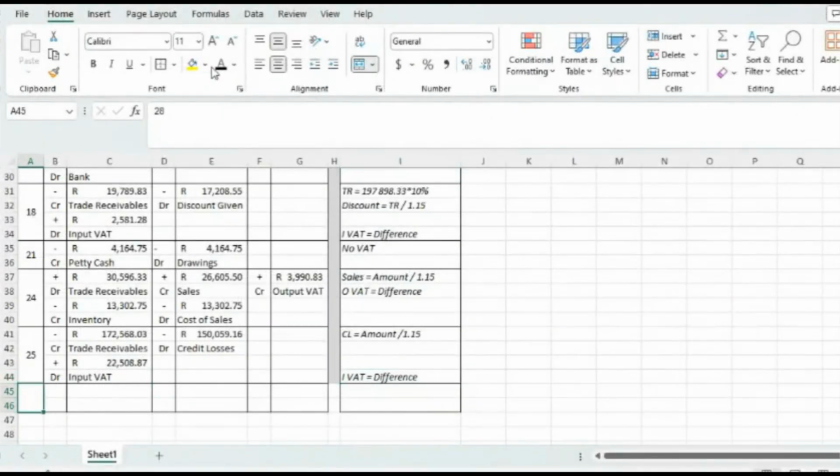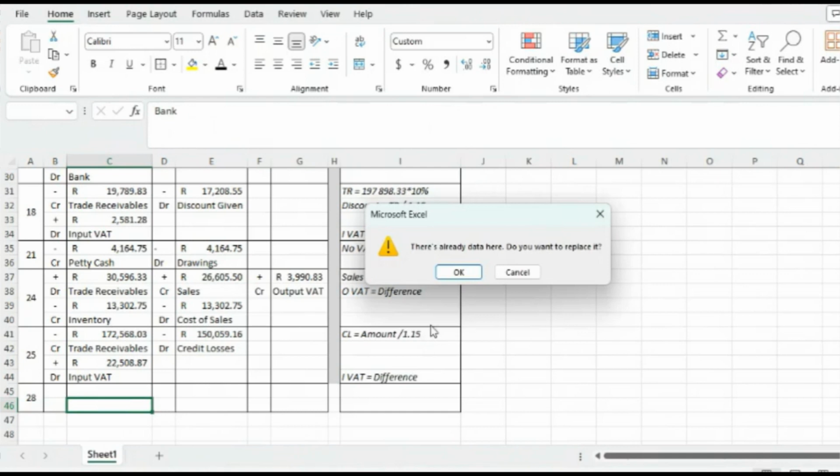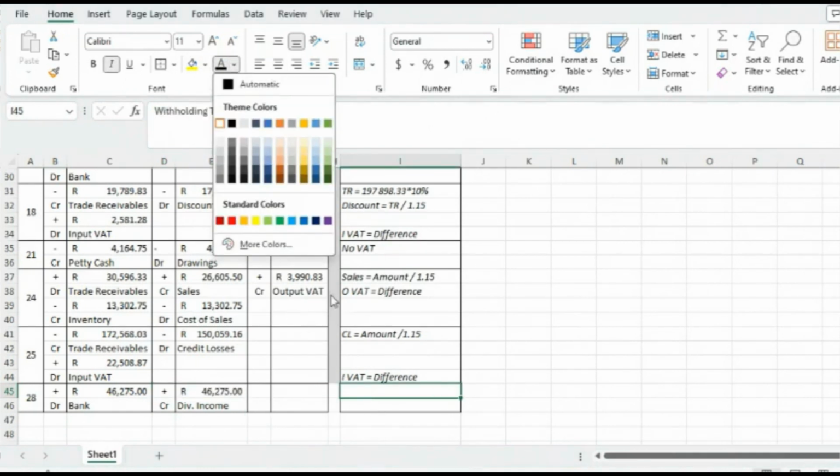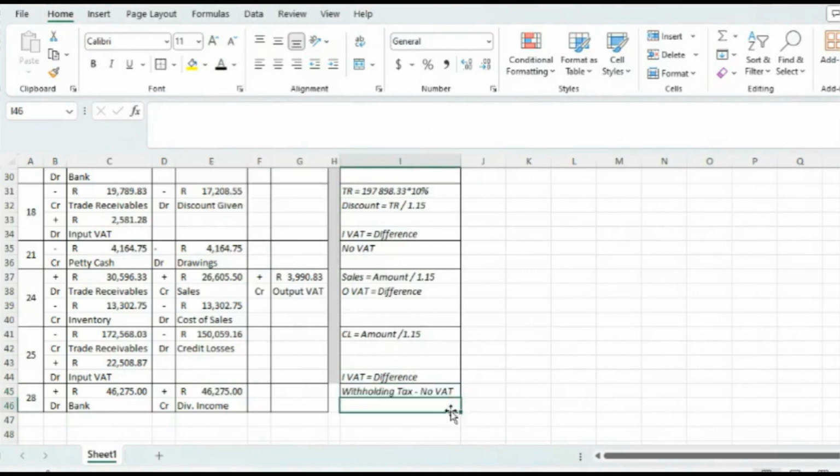So what we say here on the 28th, there is, of course, money that's going into our bank account, and the amount was given. It's debited and it is increasing. The contra account here is dividend income. Apologies, it's going to be credited, and the amount will be the same. And did I say there is? Yes, I did make the comment. There's a withholding tax, so therefore there is no VAT. And that, guys, is how you do the accounting equation with VAT.